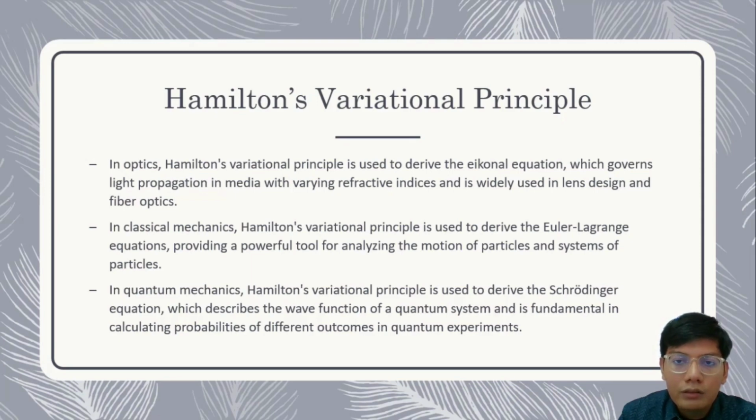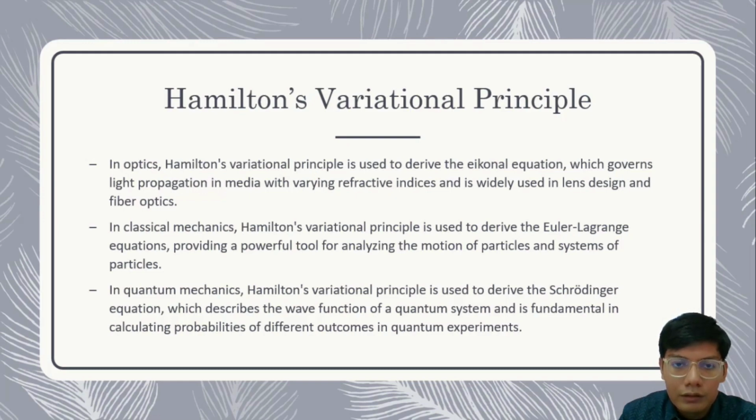Applying Hamilton's variational principle allows us to derive the eikonal equation, which relates the refractive index of the medium to the gradient of the phase of the wave function. This equation governs light propagation in media with varying refractive index and is widely used in lens design, fiber optics, and other areas of optics.